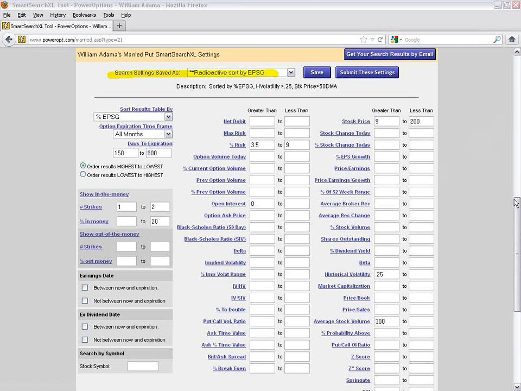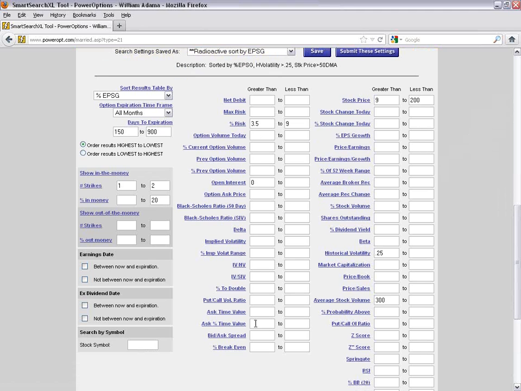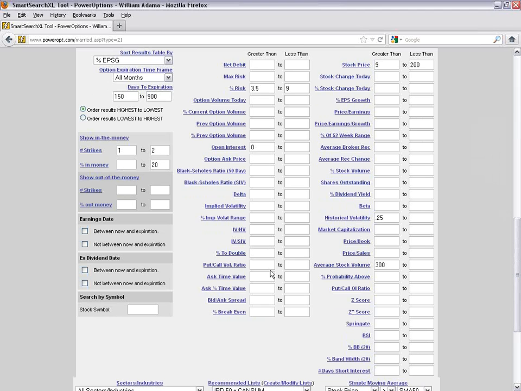There are close to 25 to 30 different option criteria you can use in the screen and about 25 to 30 different stock criteria. But if we take a look at all the greater than and less than columns, our center section here is mostly our option information and combined option and stock. And the stock price range over here on the right is all our stock criteria as well.